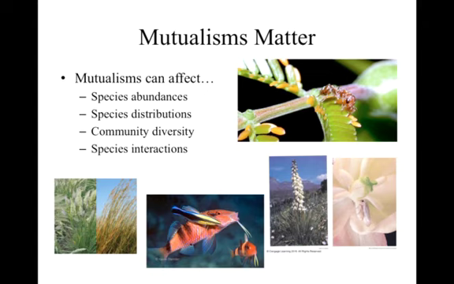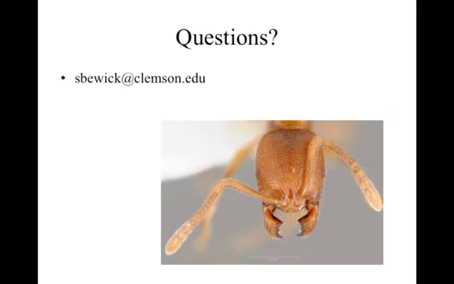So again, mutualisms matter. They change everything from species abundances and distributions to the entire community, and frequently they change the entire community by altering the species interactions in there, by altering the competition and which species can coexist, and predation, and which species can support the other in terms of food or being preyed upon. The mutualisms really matter. All right, so that's our talk on competition and a little bit on mutualism.